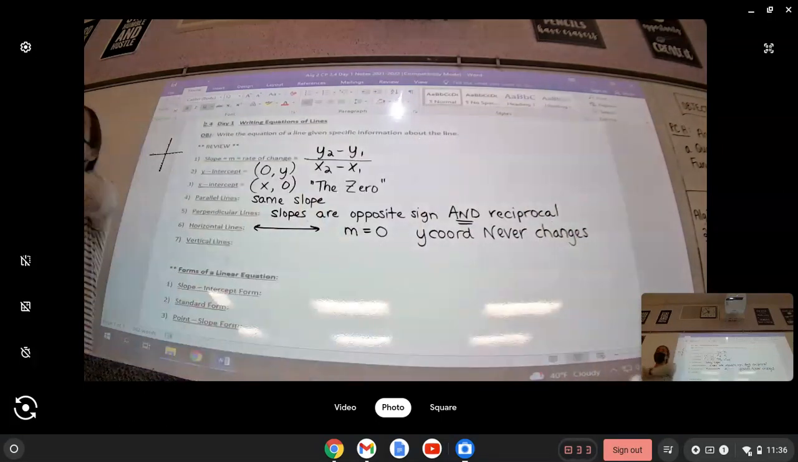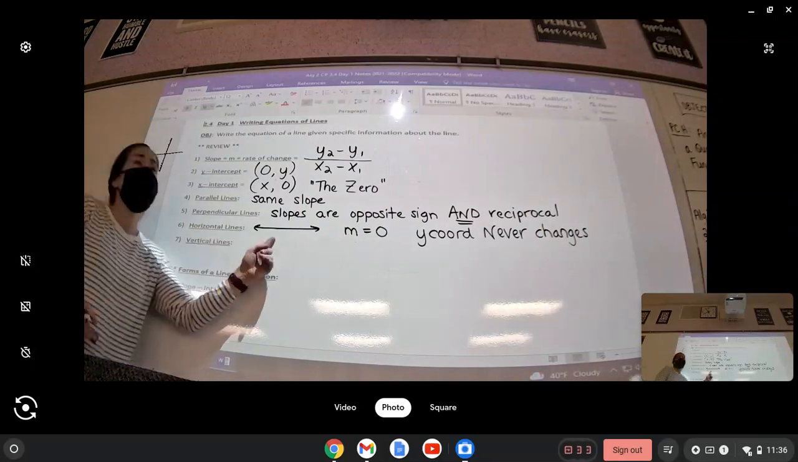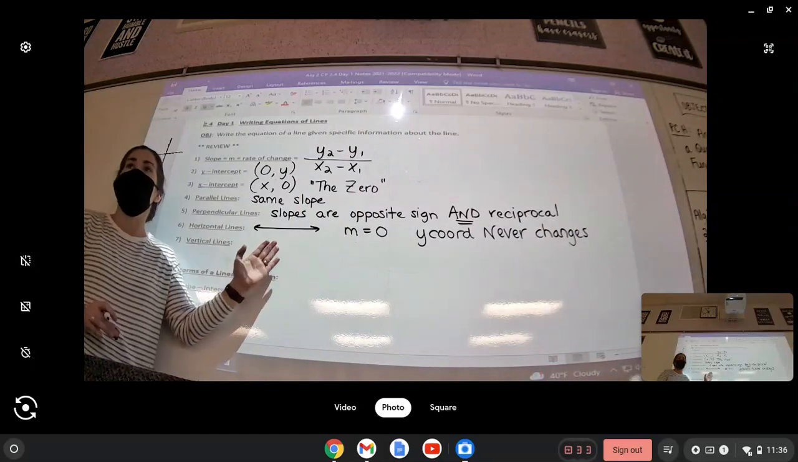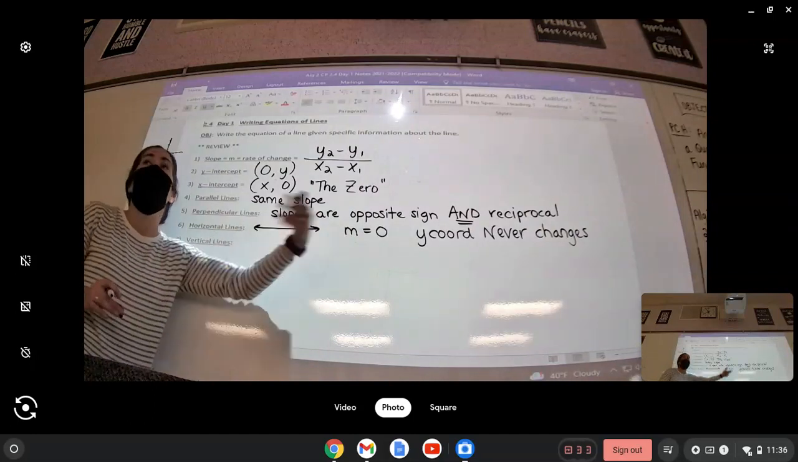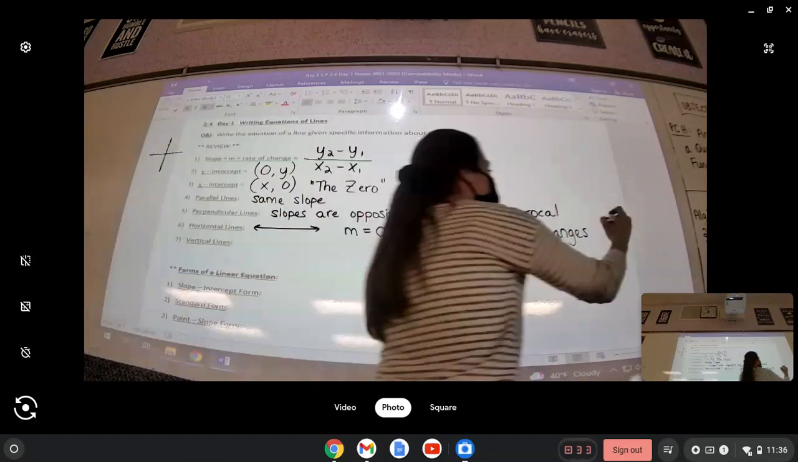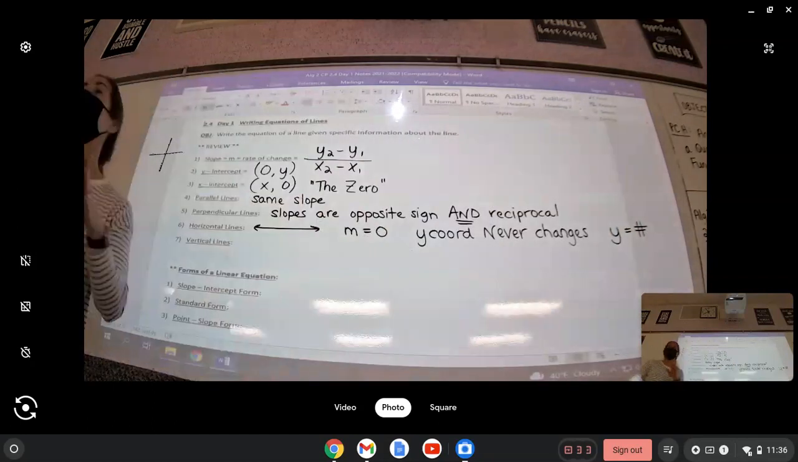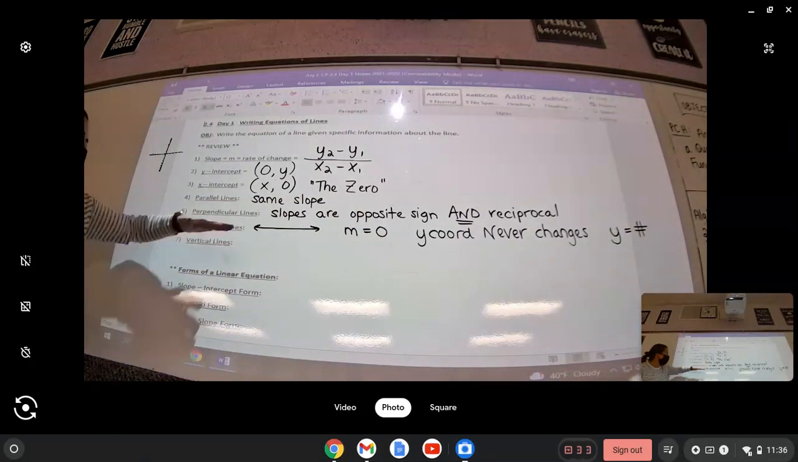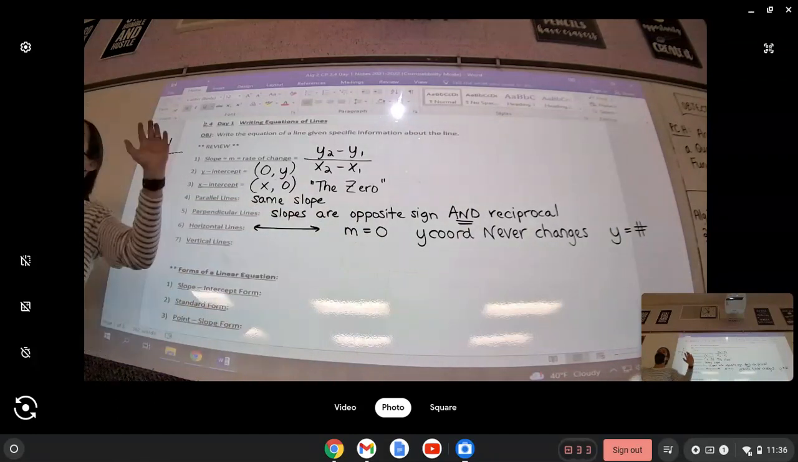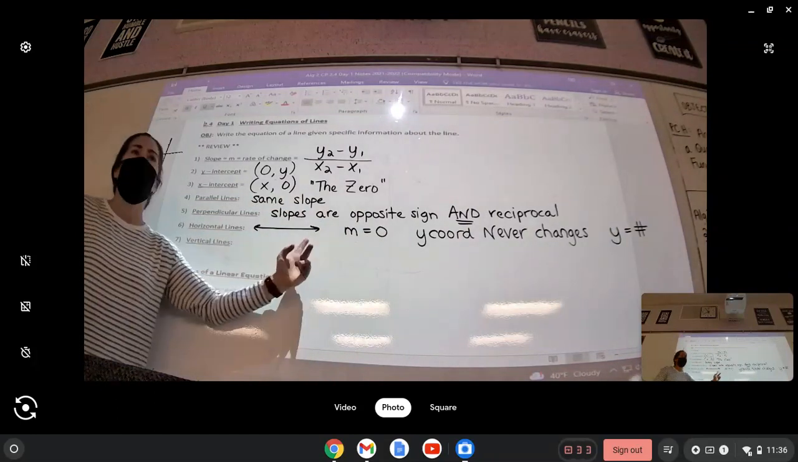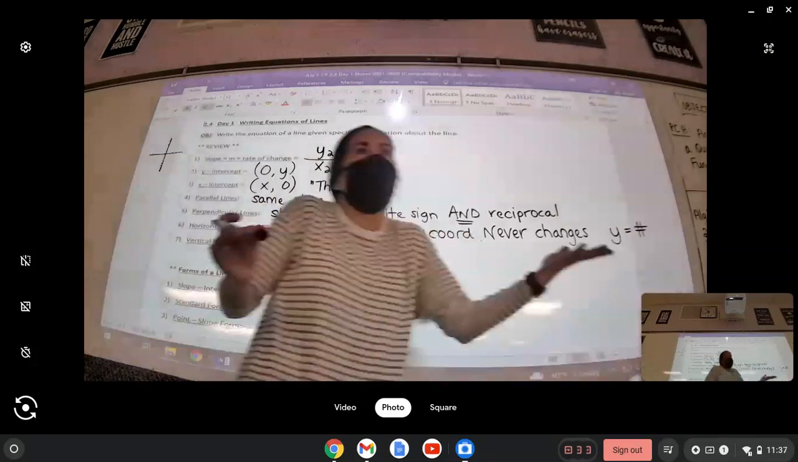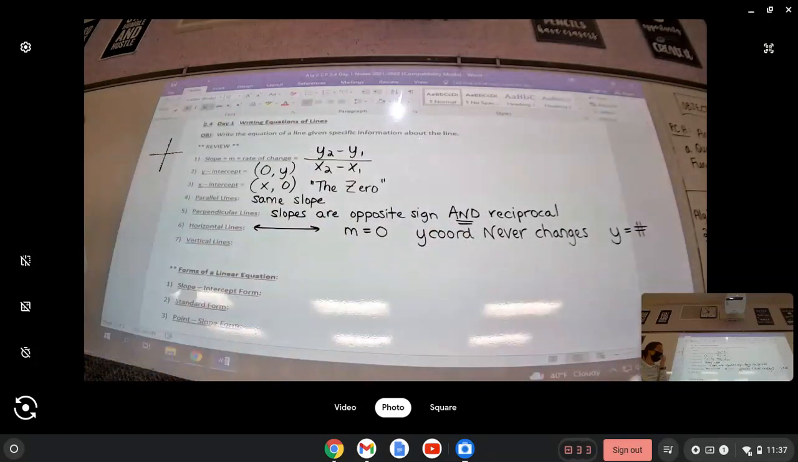So since the y coordinate never changes, the equation always ends up being y equals that number that never changed. So the equation always ends up looking like y equals a number. Remember, the equation only has one variable in it. So if every single point had a y coordinate of 2, then that just ended up being the line y equals 2, the coordinate that never changed. So when you go to write these equations, guys, it almost takes no work. They should be extremely quick and extremely simple.